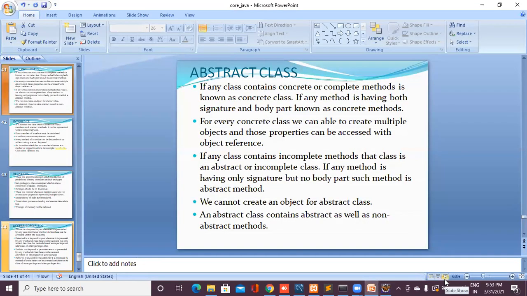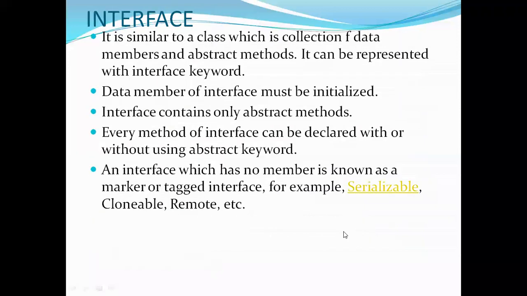The next one is the interface. Now, what is an interface? An interface is similar to a class, which is a collection of data members and abstract methods, and it is represented with the interface keyword. That is, an interface can contain only abstract methods. It cannot contain non-abstract methods. And the data members of an interface must be initialized.